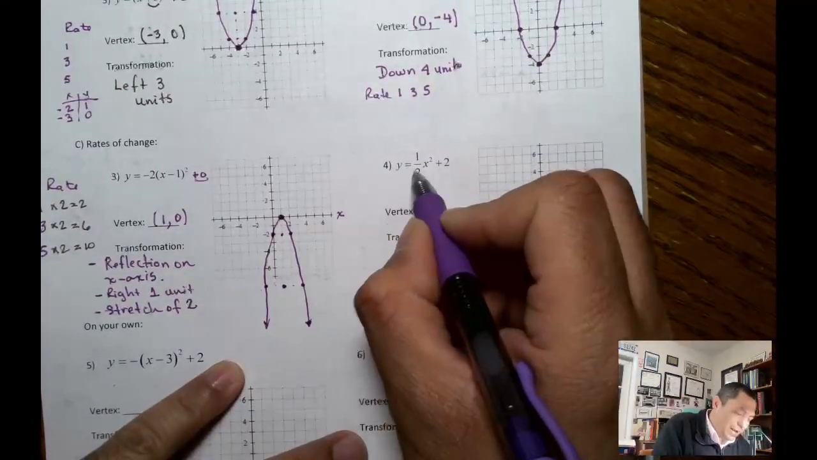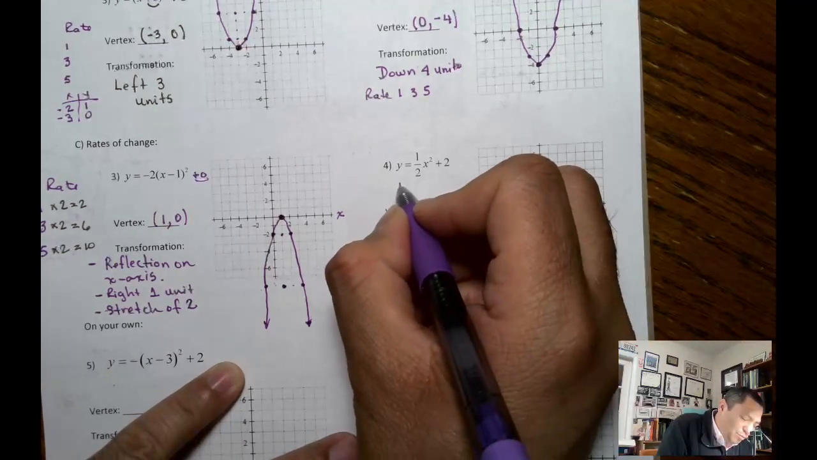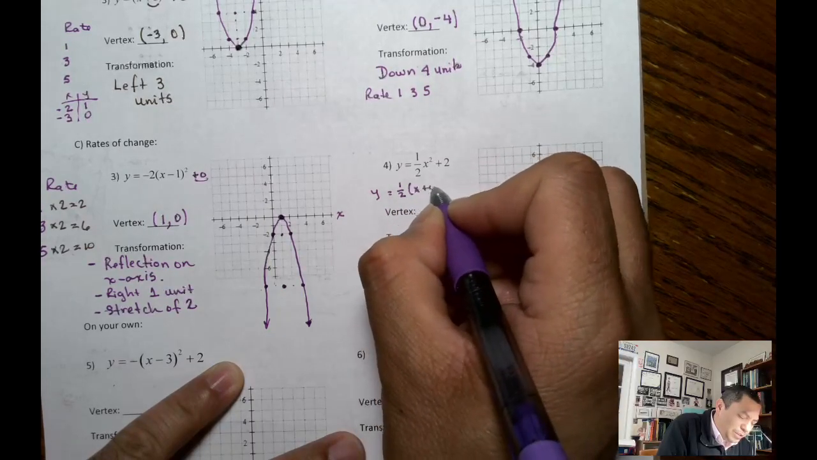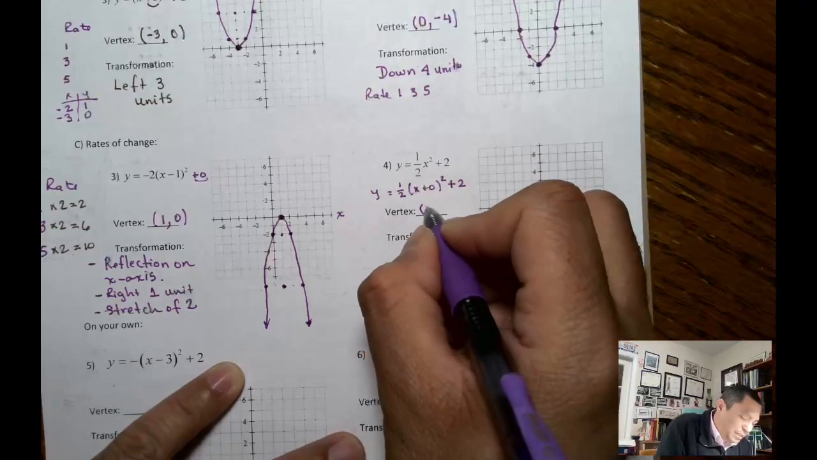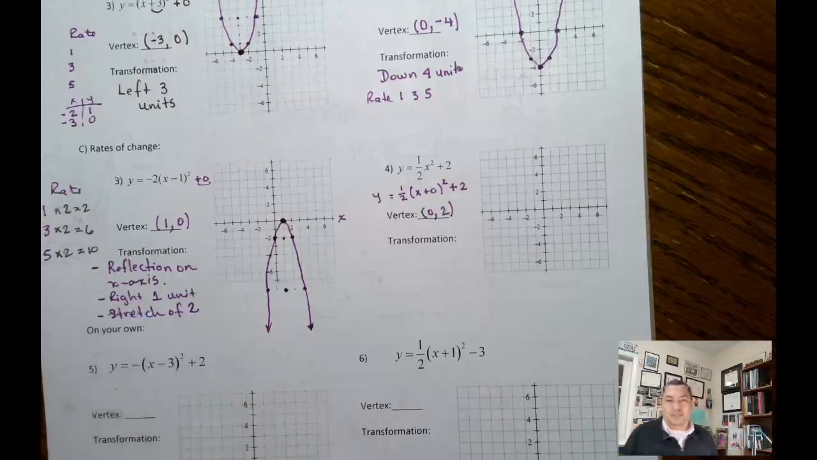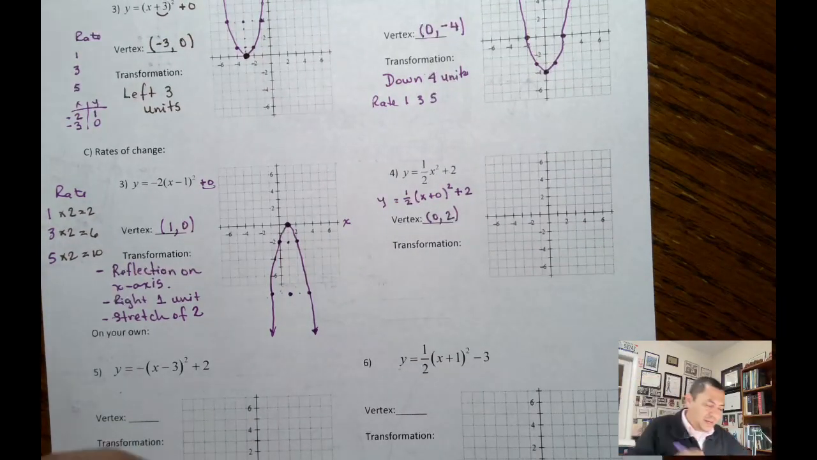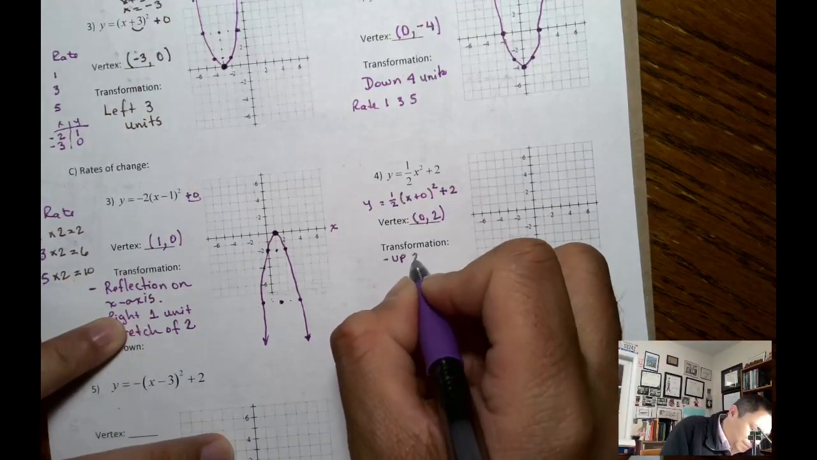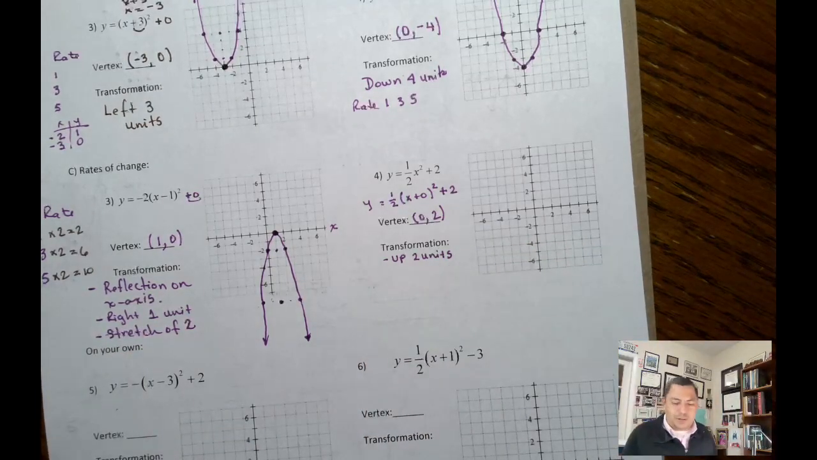So I have y equals 1/2 x squared plus 2. Let me transform this one as 1/2 x plus 0 to the second power plus 2. So my vertex is 0, 2. Transformation. What happens? That graph is going 2 units up. Okay, I'm going to start with that one. Up 2 units. Okay, number 1.